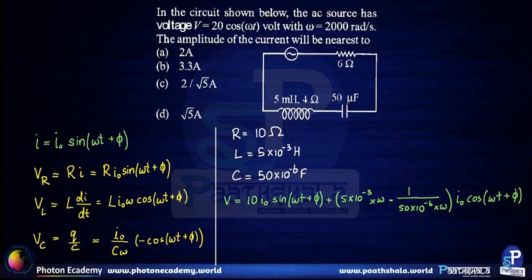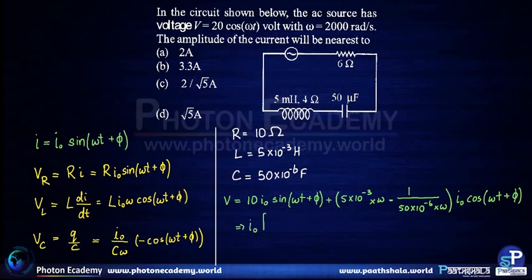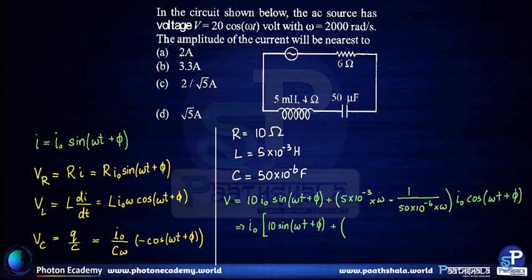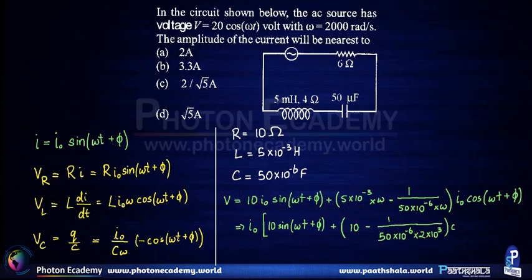So let us find out what these coefficients are. We have I naught multiplied by 10 sine omega t plus phi, plus 5 into 10 to the power minus 3 into 2000, which would be equal to 10, minus 1 by 50 into 10 to the power minus 6 into 2 into 10 to the power 3, cos of omega t plus phi.